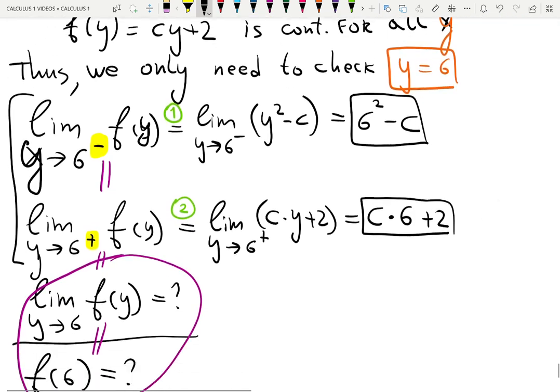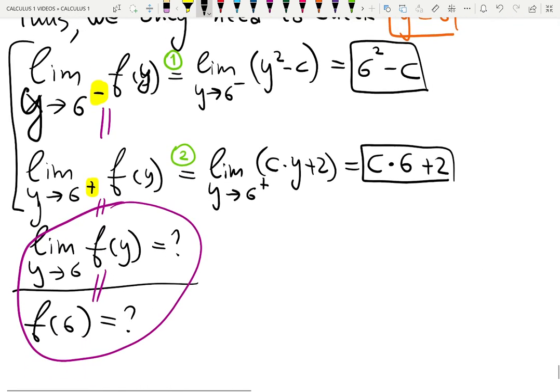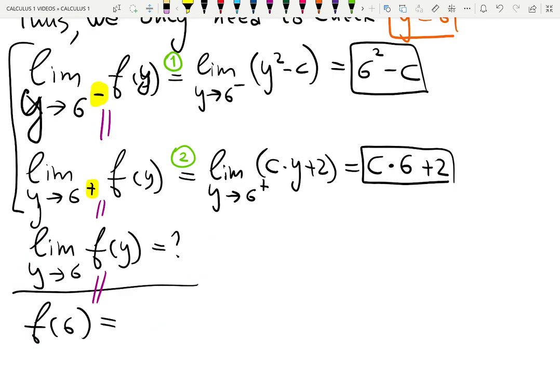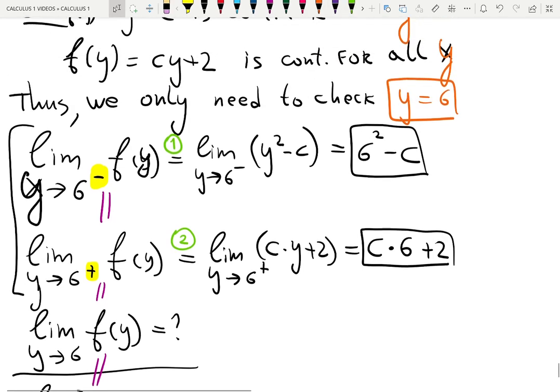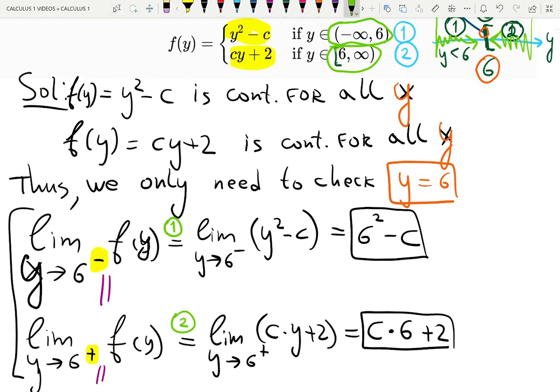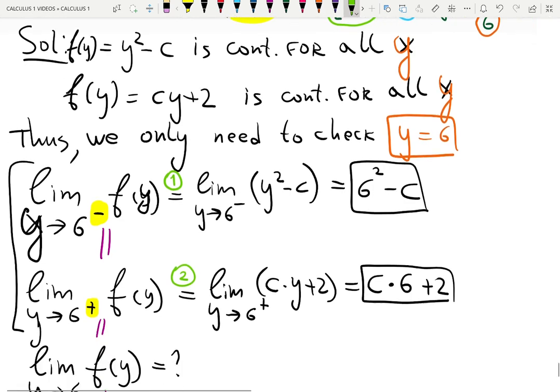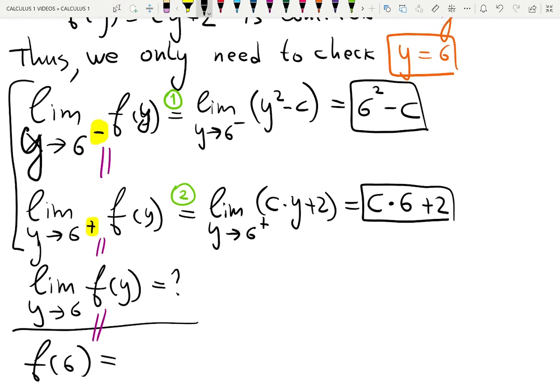Finally, what is happening at 6? I'm gonna skip the limit for a second. At 6, which equation should I be using? As I mentioned before, find the equal sign or the closed bracket. Closed bracket means at 6. And we already agreed that at 6, we need to use equation number 2 again. So at 6, I'm using equation number 2. Again, let me put it in green. And we already calculated that the answer is c times 6 plus 2.